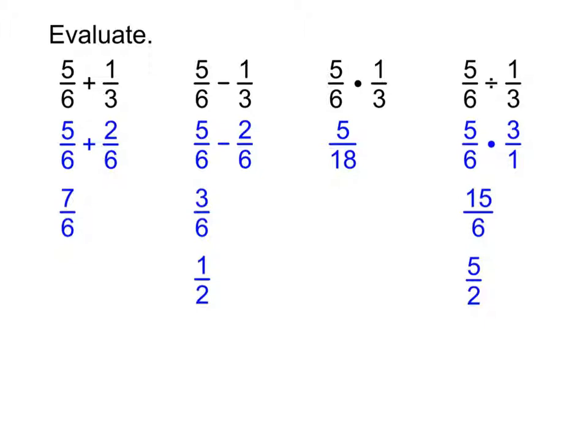Sometimes that happens. For the multiplying problem, remember to multiply fractions, you just multiply straight across the top, straight across the bottom. We get 5/18. That doesn't reduce at all.